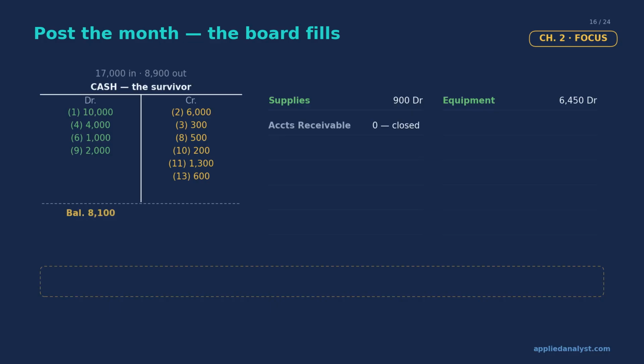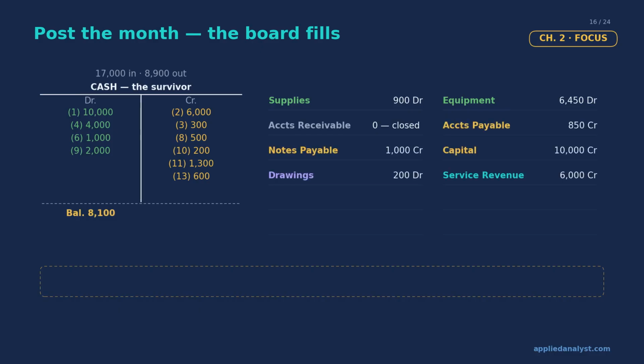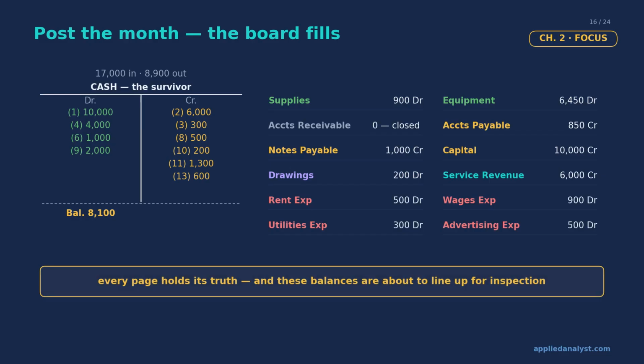Cash, 17,000 in, 8,900 out. Balance 8,100. Supplies, 900. Equipment, 6,450. Receivables, in and out, 0. The page closed itself. Accounts payable, 850. The number you met earlier. Notes payable, capital, drawings, service revenue. And the expenses. Every page now holds its truth.